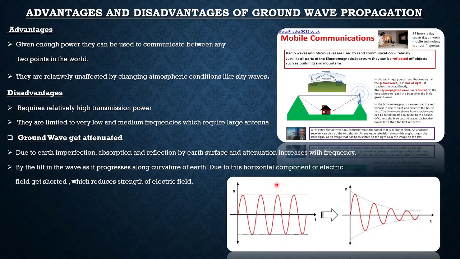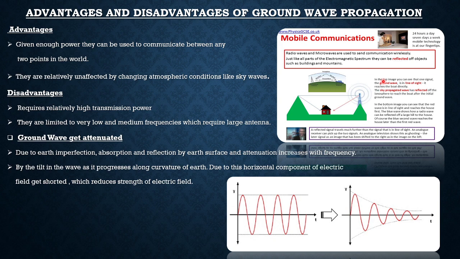These are the advantages and disadvantages of ground wave propagation. Advantages: given enough power, they can be used to communicate between any two points around the world. They are relatively unaffected by changing atmospheric conditions like sky waves. They also work 24 hours a day, 7 days a week.